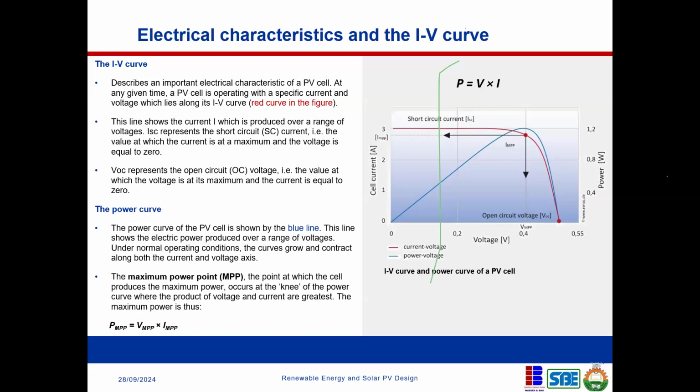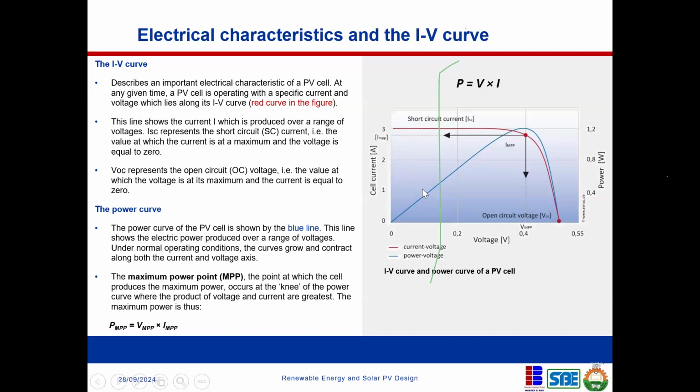There's what we call ISC, which represents short circuit current. Remember that I is ampere, which is the current. SC means short circuit. So ISC means short circuit current. That is the value at which the current is at maximum and the voltage is equal to zero.